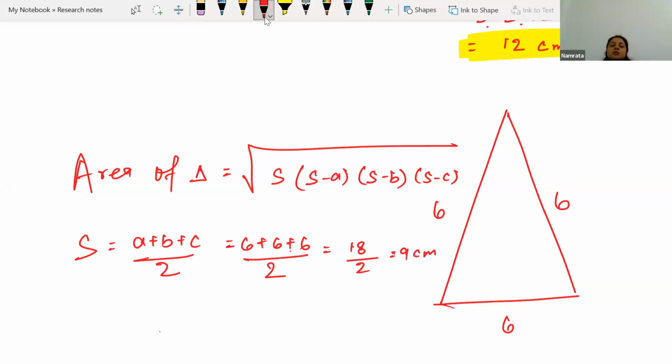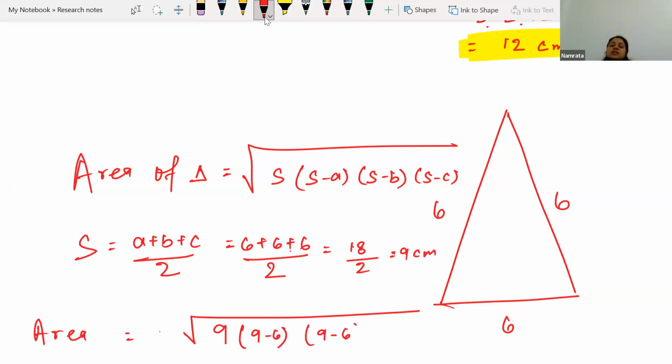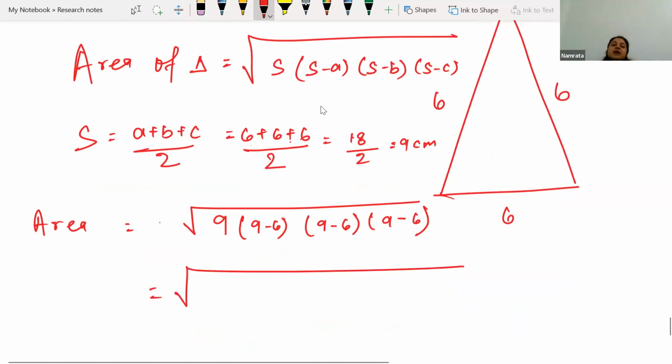Now let's put it in the formula of area. So area will be under root S, that means 9, S minus A, that means 9 minus 6, S minus B, that means again 9 minus 6, S minus C, that means again 9 minus 6. Now let's calculate it. So we will be having 9, 9 minus 6 is 3, again 9 minus 6 is 3, again 9 minus 6 is 3. Now I told you, please don't do the multiplication. Just try to break each and every number over there. That will simplify your calculation.